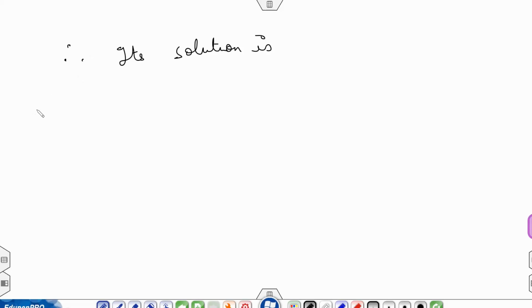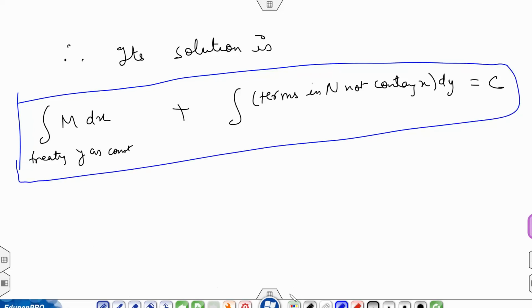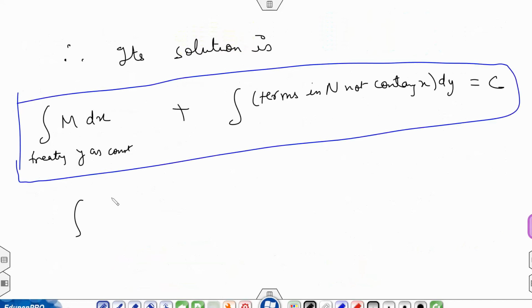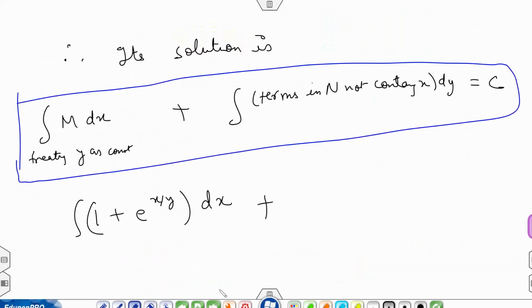You know that you need to integrate m dx treating y as constant, plus the terms in n which do not contain x, is equal to c. So this will be the solution. So let's do it. What will be our m? This is our m. Just write down 1 plus e to the power x by y dx, plus, just see what is n. This is n. Now no term is free of x. This one also has x over here, and it is multiplied, so no term is free of x. So you will write here there is nothing, and this is equal to c.